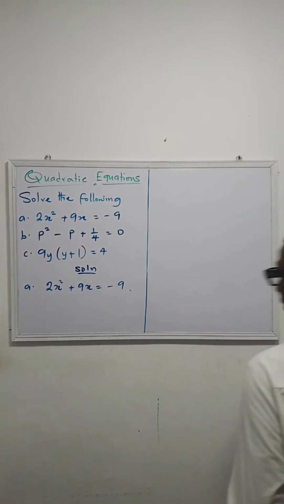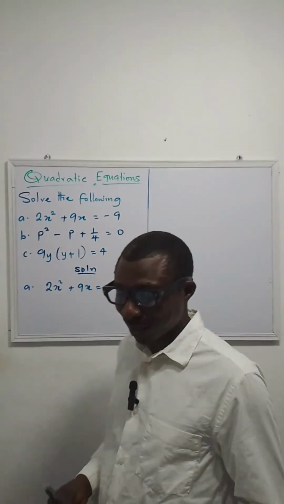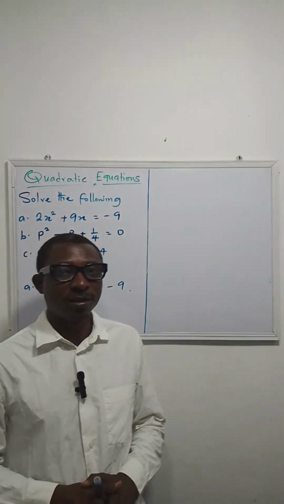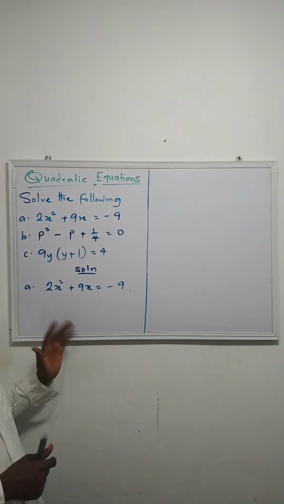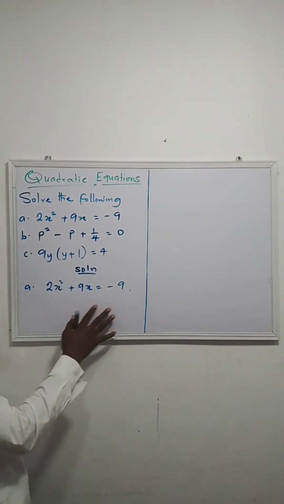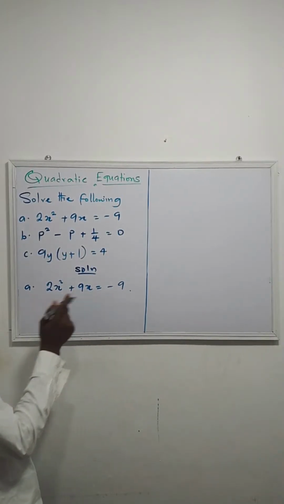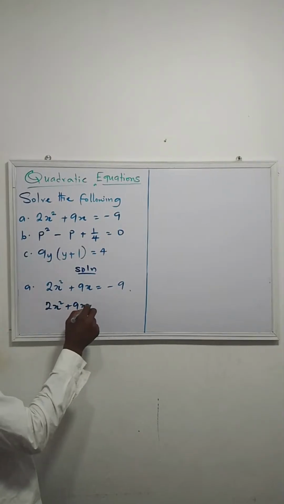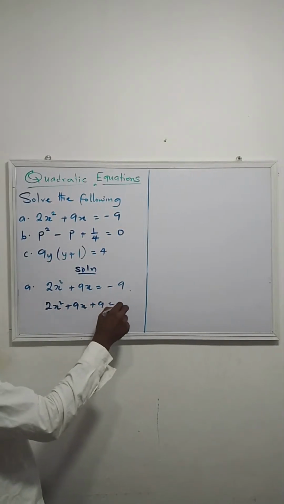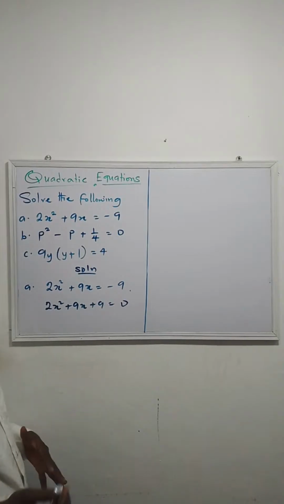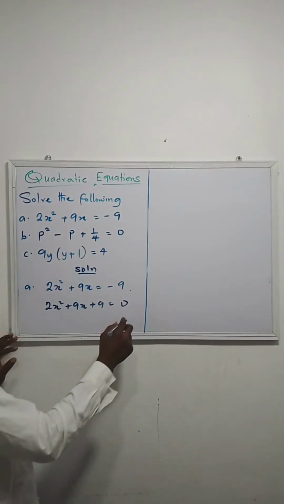All right, I think we can now swing into action. Let's see how you are expected to solve this. This is a quadratic equation. The first thing is to rearrange the equation, so you have 2x squared plus 9x plus 9 equals 0. Then you identify the sum and the product.